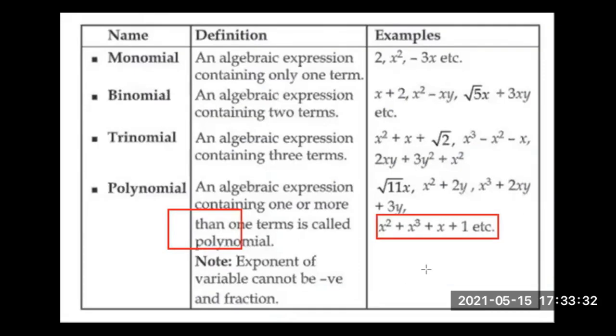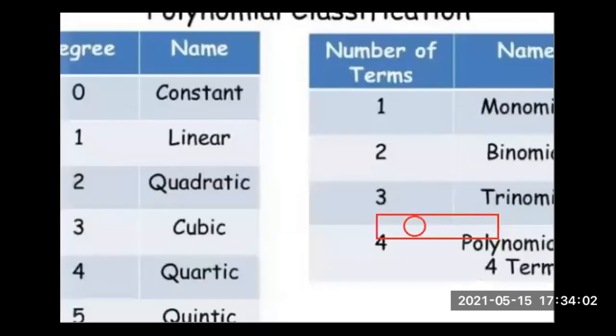In the exercise you will get a question that asks you to find the degree of an expression. So first you check which term contains the highest degree. So here you can see x cube, that means x is containing the highest degree, that is 3. So that one we can call a cubic polynomial.